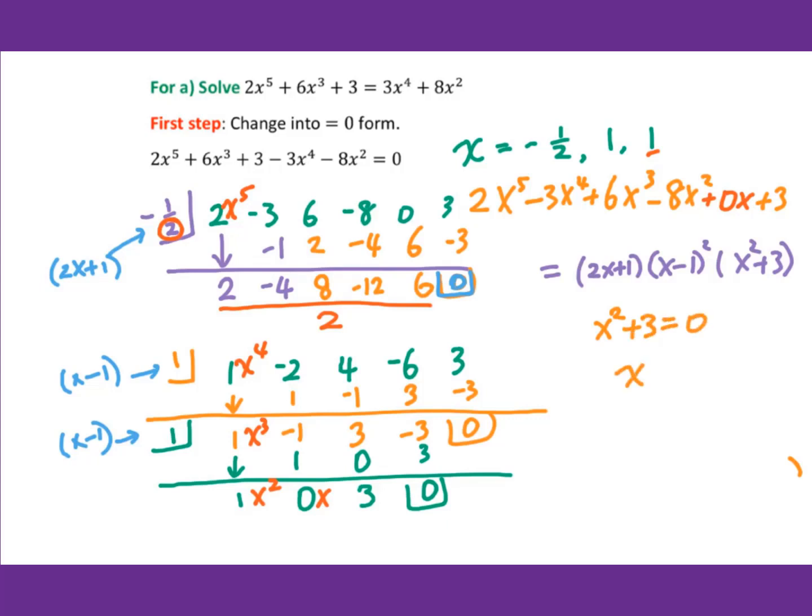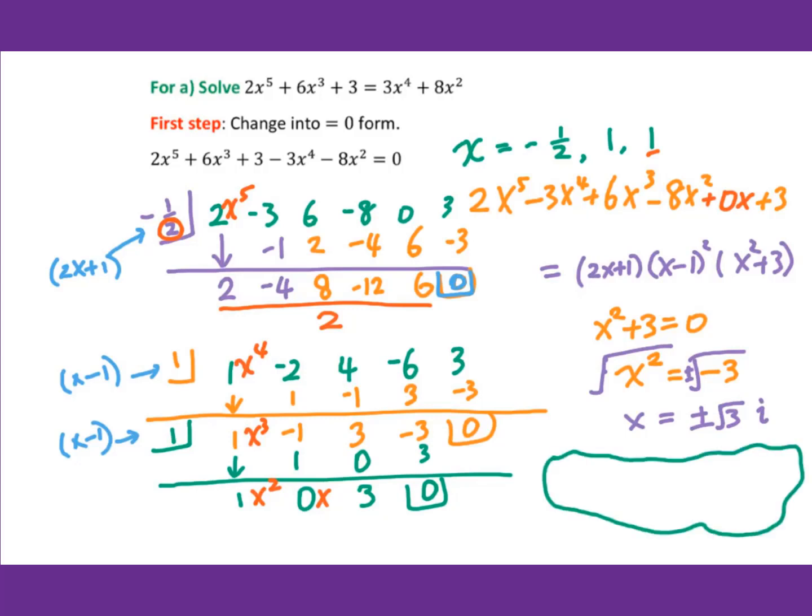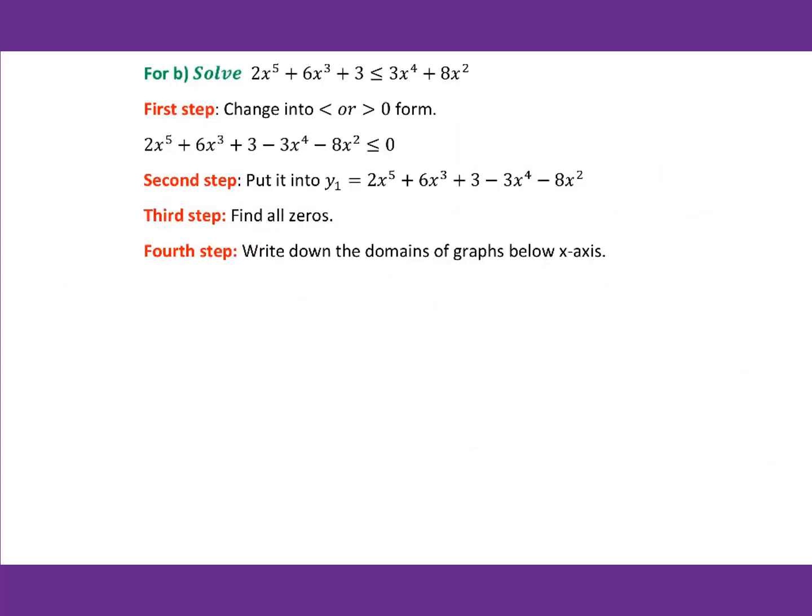This is a power pattern, so we got x squared equals negative 3. We got to do square root of both sides. But don't forget plus or minus, so x equals plus or minus square root of 3i. So all solutions for this polynomial function will be x equals negative 1/2, 1, then plus or minus square root of 3i. Now I will show you how to use graphing calculator to solve inequalities.